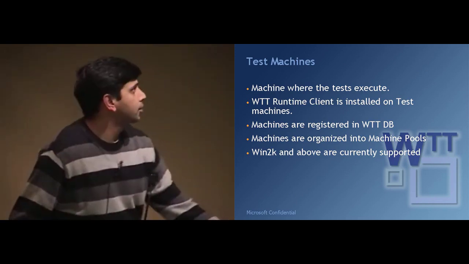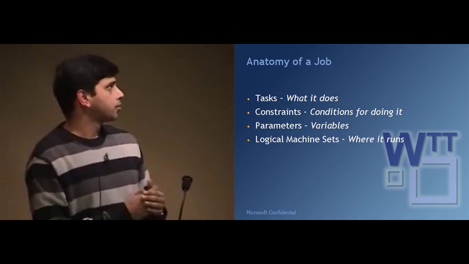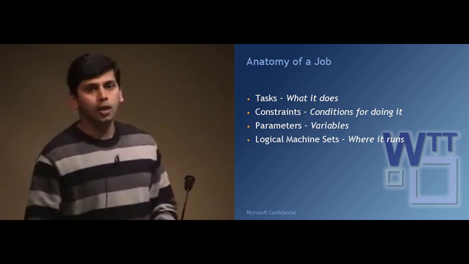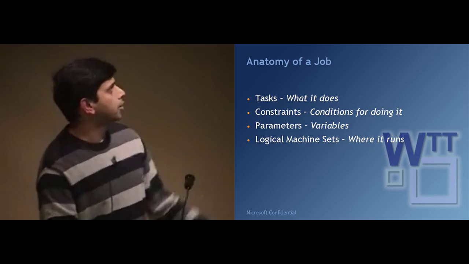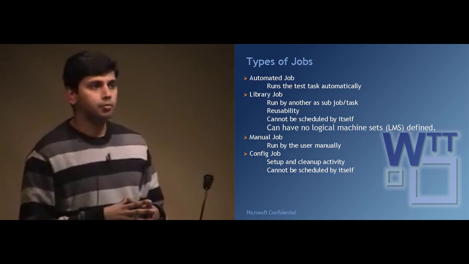These are the four basic building blocks of a job. A job consists of tasks, constraints, parameters, and logical machine sets. I'll get into details of this. Let me first talk about what the different types of jobs are that we handle.